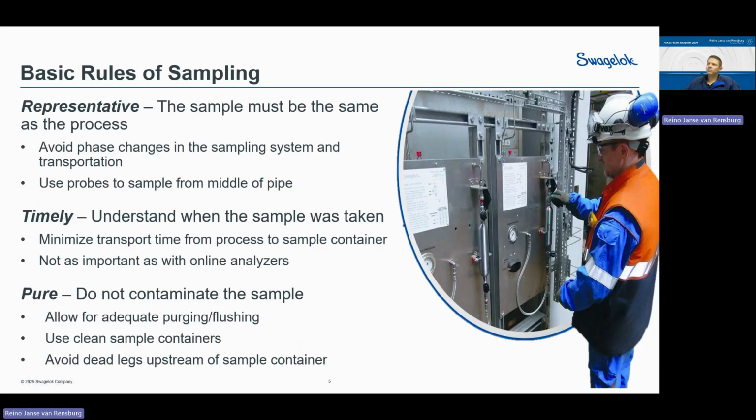If we look at the basic rule of sampling, whether it's with an online sampler or grab sampling like we're discussing now, you want that sample to be representative. The sample must be the same as the process that you're taking it from. So we want to avoid phase changes in the sampling system or during transportation. A good way to do that is to use probes. When you use a probe, you sample from the middle of the pipe or the process line, so you get the entire media from the pipe and not only the heavier material that gets stuck on the side walls.